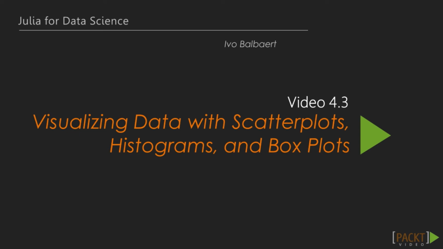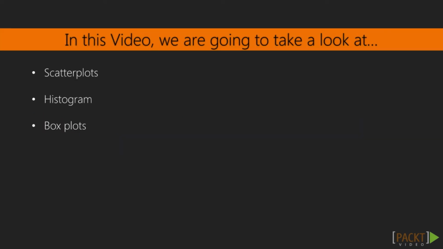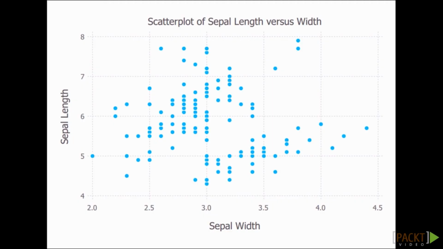In the previous video, we looked at the graphical possibilities in Julia. In this video, we're going to take a look at some specific plots that are useful for data scientists. To visualize the relationship between two variables, we would use a scatter plot.